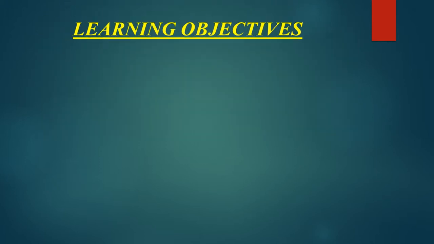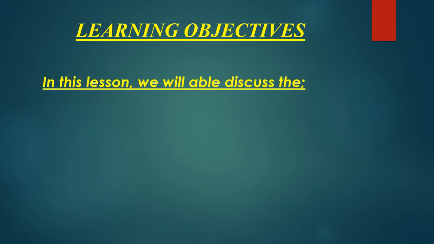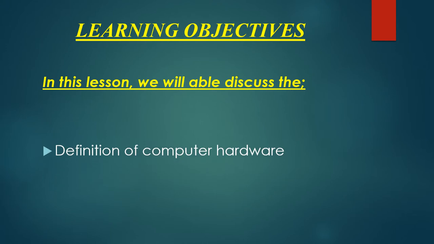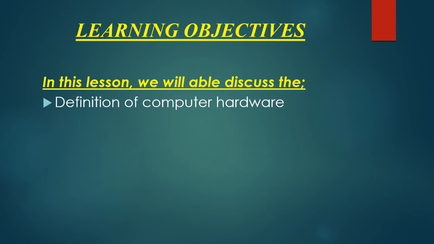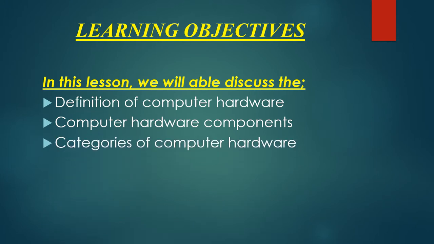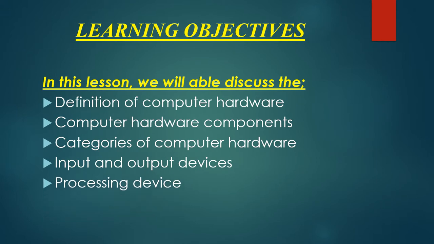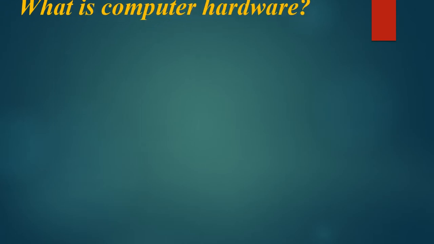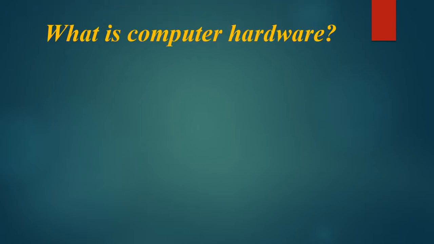So the learning objectives in this lesson are what we are supposed to discuss: the definition of computer hardware components, categories of computer hardware, input and output devices, processing device, and types of storage device. So to begin, we will start with what is computer hardware. When you say computer hardware, what comes to mind?